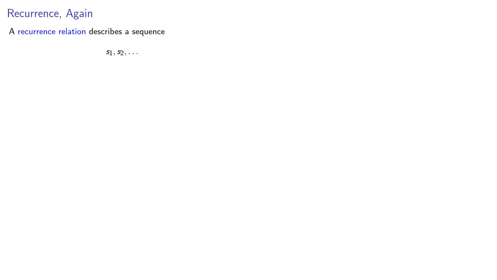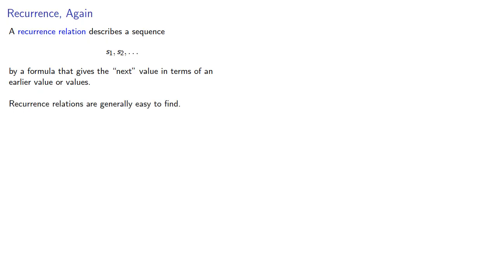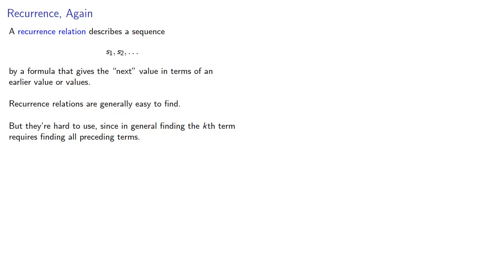A recurrence relation describes a sequence by a formula that gives the next value in terms of an earlier value or values. Recurrence relations are generally easy to find, but they're hard to use since in general finding the kth term requires finding all preceding terms.